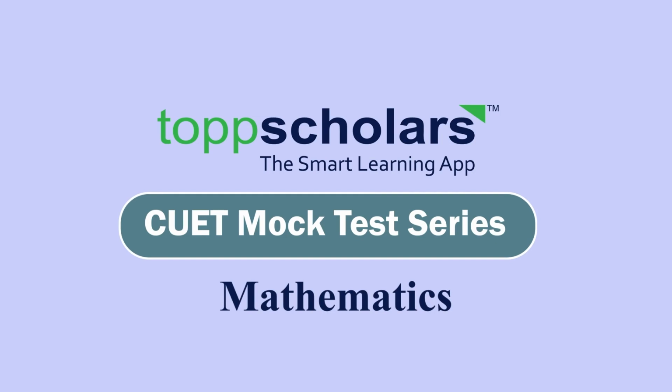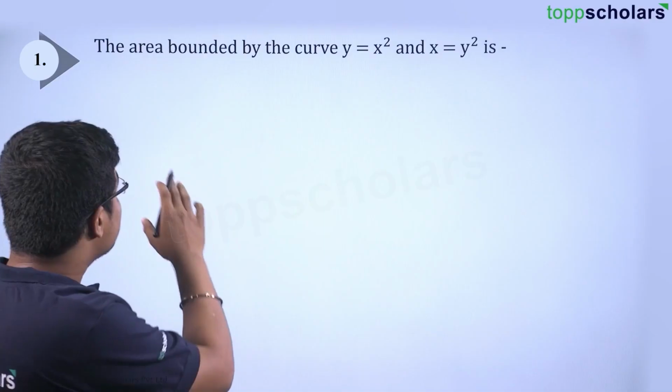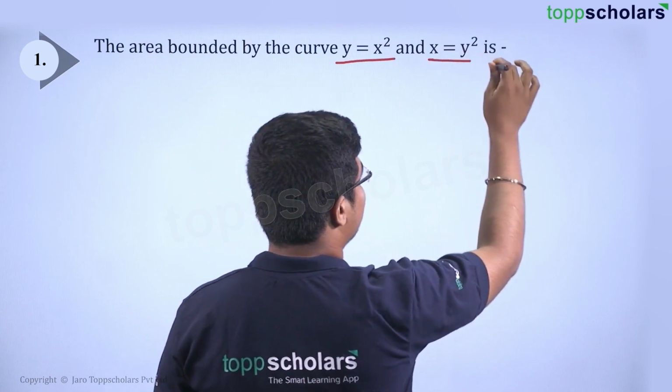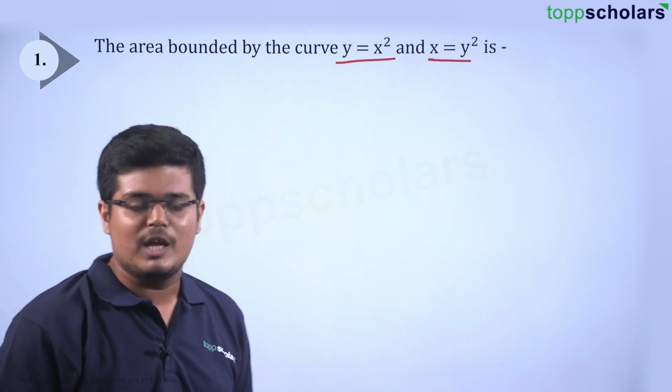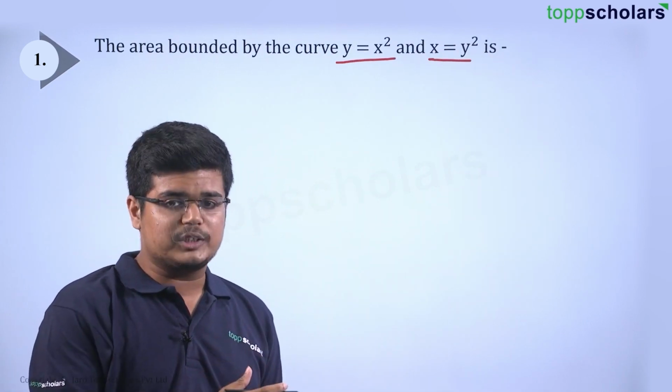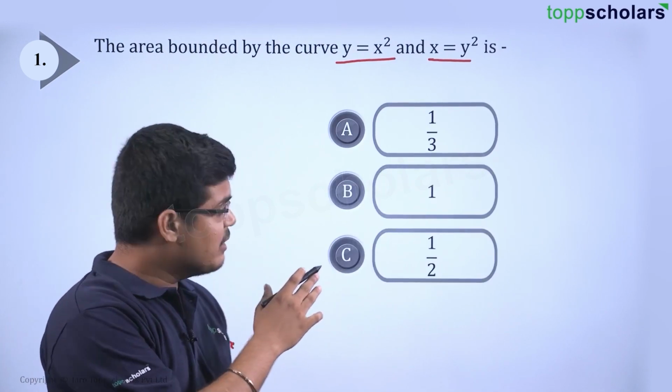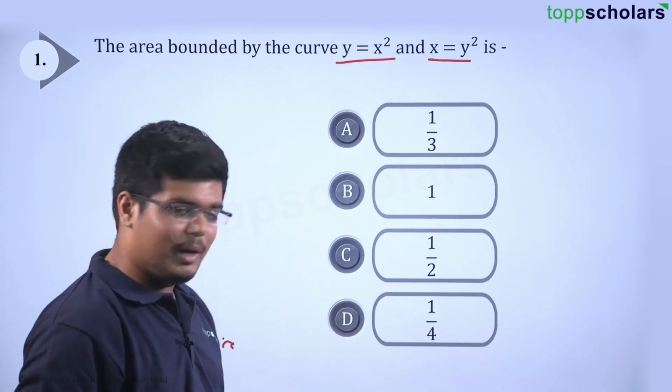In this session, we will discuss the mock test series for the mathematics subject. The area bounded by the curve y equal to x square and x equal to y square is. So, we have to find this area. The options that we have are, option 1 is 1 by 3, then we have 1, then we have 1 by 2 and 1 by 4.